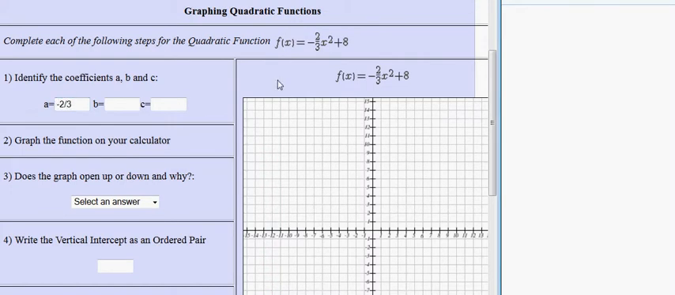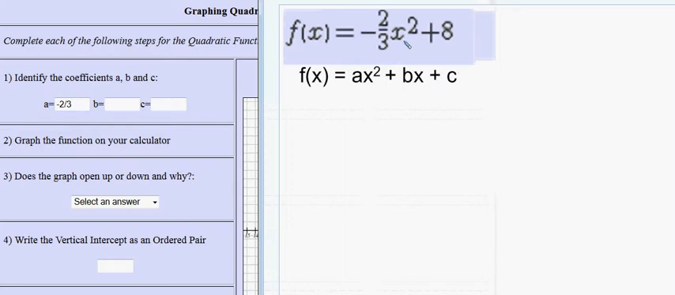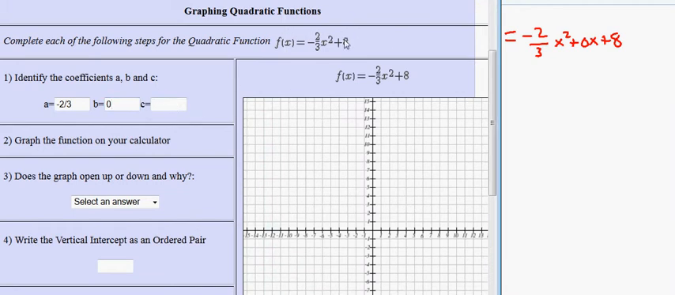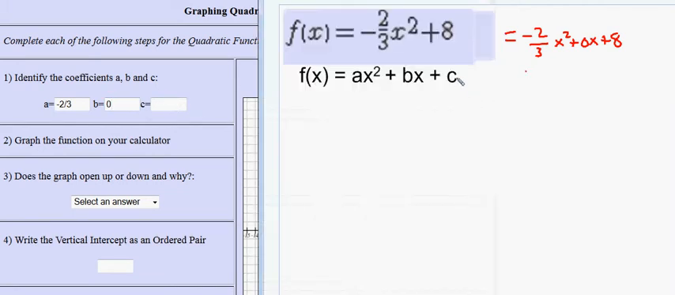The b value by definition is the coefficient on the x, and since there's no x term here, you'd have to think of your equation as negative 2/3 x squared plus 0x. Since there's no x, the coefficient is assumed to be 0, because 0 times x would be 0, and since it's 0, the person that wrote this didn't bother to write 0x. So b is 0, and then c is just as easy. c is always the constant at the end without the variable, so that would be 8 in our case.